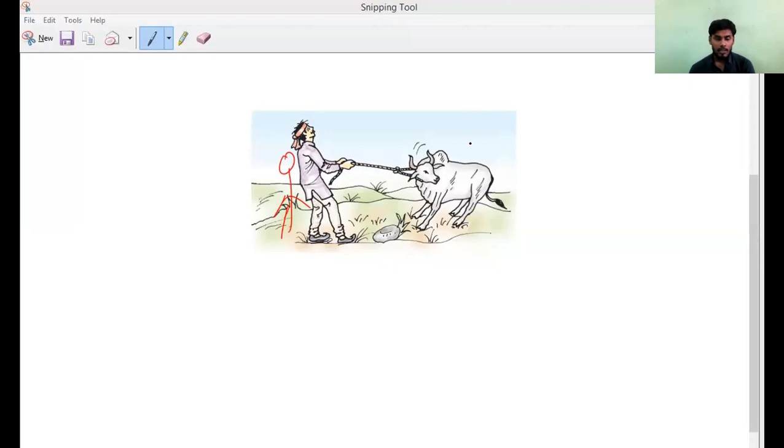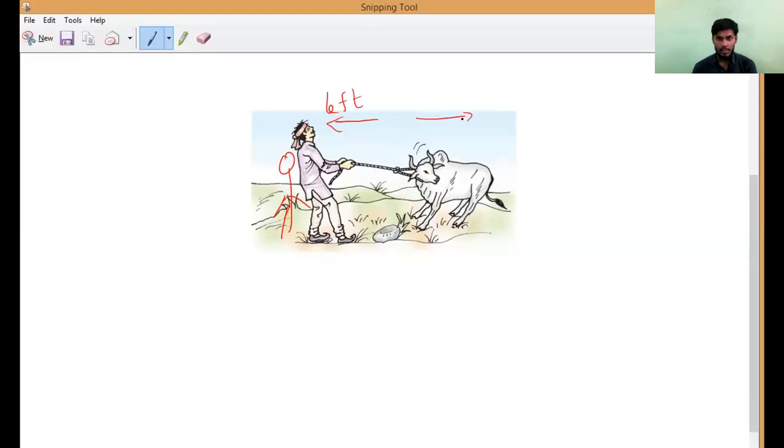Some interaction is there between them. So you observe very carefully here. The person is trying to apply the force in which direction? In this direction. Left direction. Is it yes or no? Let me imagine this is the left side. Understand? So the person is trying to apply the force in this direction, but the bull is also exerting the same amount of force. In which direction? Towards the right side.